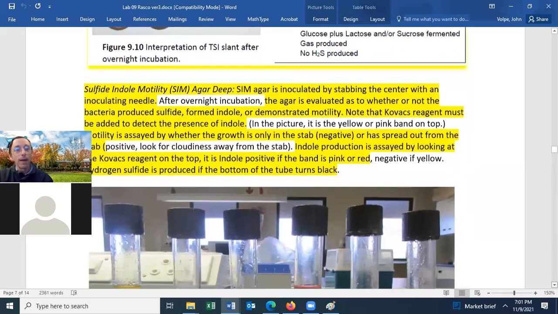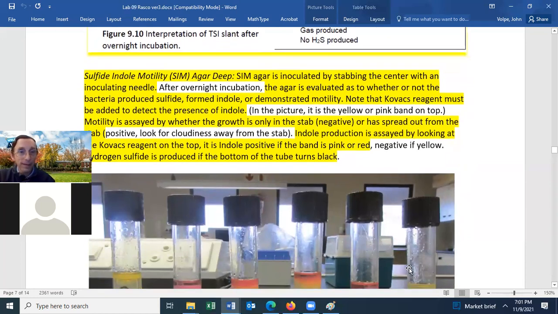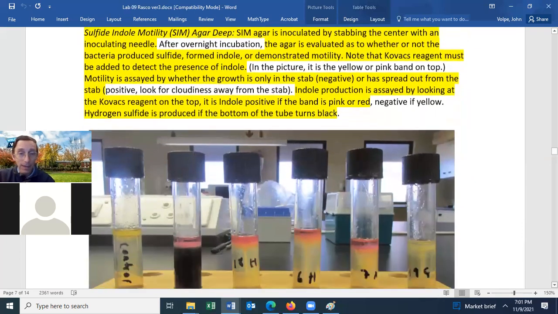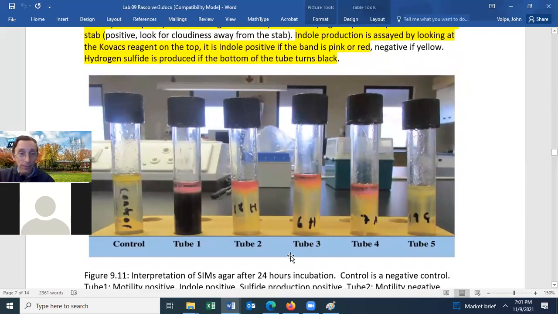All right. The sulfur indole motility test, more likely called the SIM test, is looking at 3 different tests you're running. You're looking for indole production, and if it's red in the Kovacs reagent, which is added after you incubate it, it will be red on the top. So this is negative, that's negative, and these 4 are positive for indole production. You look at hydrogen sulfide production, and if the tube is black, that means hydrogen sulfide is produced.